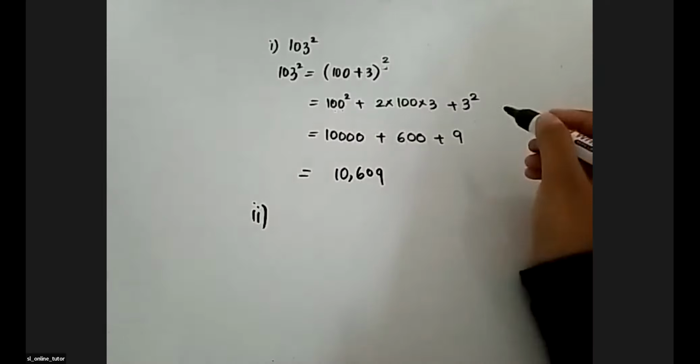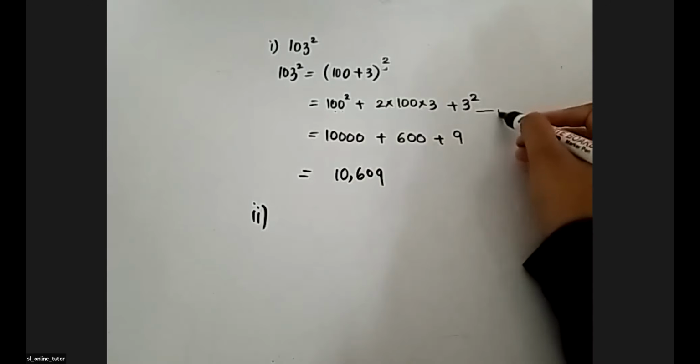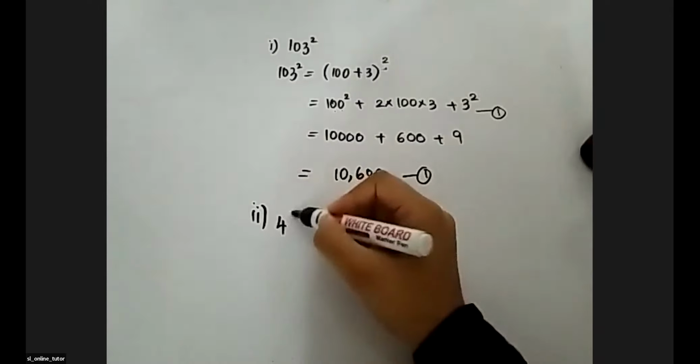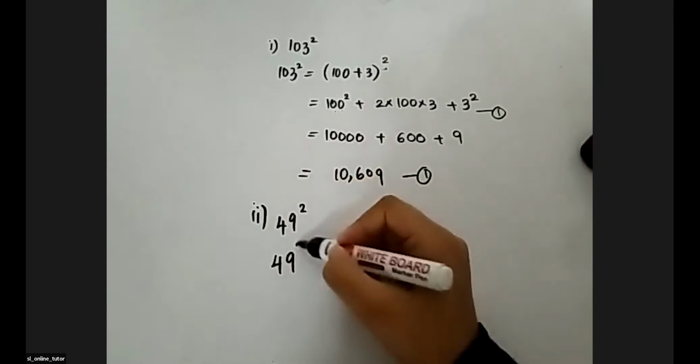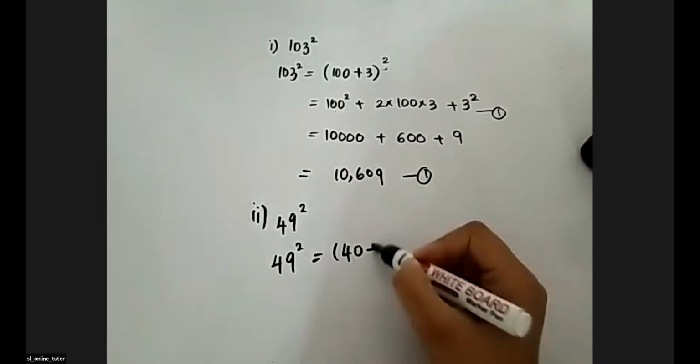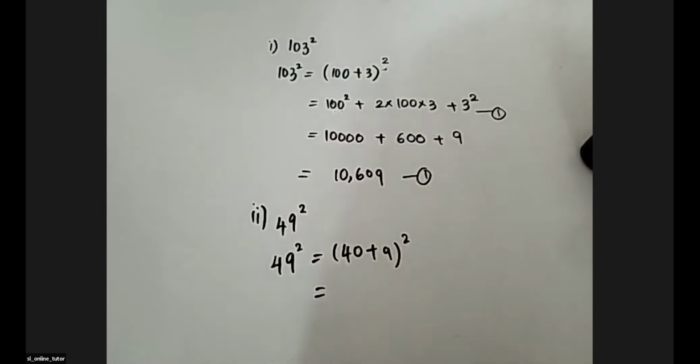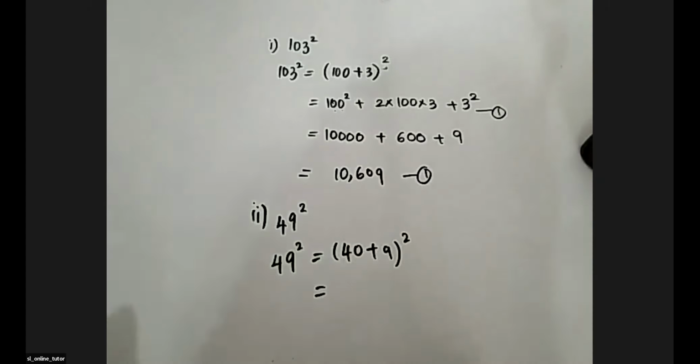Roman number 2, it's all 2 marks, children. Okay, 2 marks: for expanding this, 1 mark; for writing the final answer, 1 mark. 49 squared, I can write 49 squared as 40 plus 9 squared. Can we write 40 plus 9 squared? Miss, 50 minus 1. Yes, 50 minus 1. Okay, what happens if we write 40 plus 9 squared? Do we get the same answer as 50 minus 1?